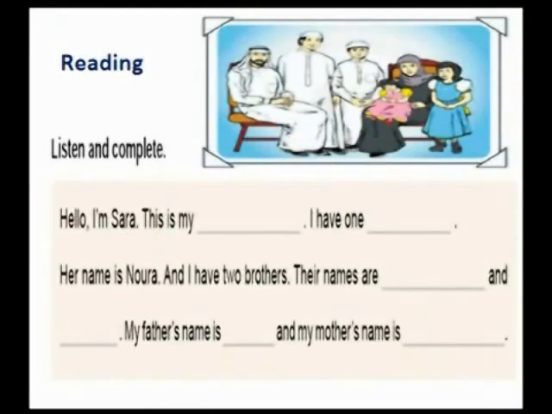Reading. You will hear Sarah talk about her family. Listen carefully, then fill in the blanks in your book. Hello, I'm Sarah. This is my family. I have one sister. Her name is Noura. And I have two brothers. Their names are Hassan and Ahmed. My father's name is Salim. And my mother's name is Fatima.